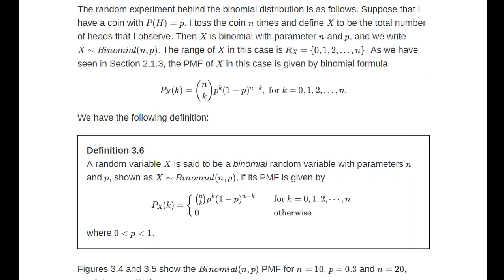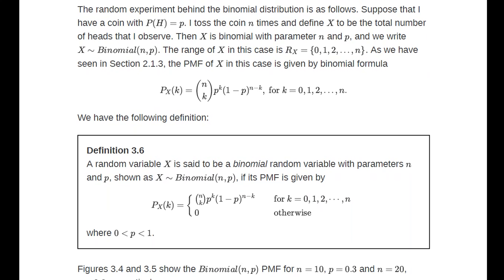The range of X in this case is equal to 0, 1, 2, until n. As we have seen in section 2.1.3, the probability function of X in this case is given by the binomial formula: P_X(k) equals n choose k times p to the power k times 1 minus p to the power n minus k, for k equal 0, 1, and 2 until n.